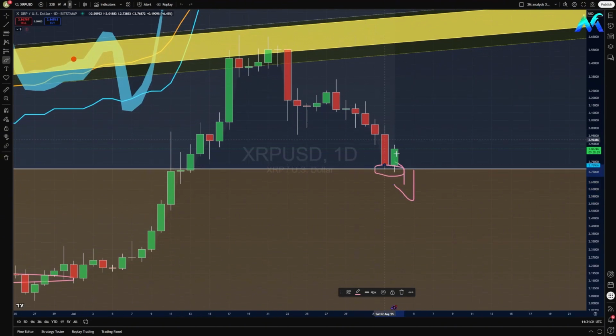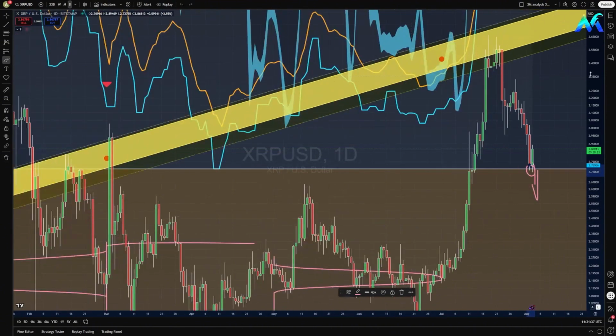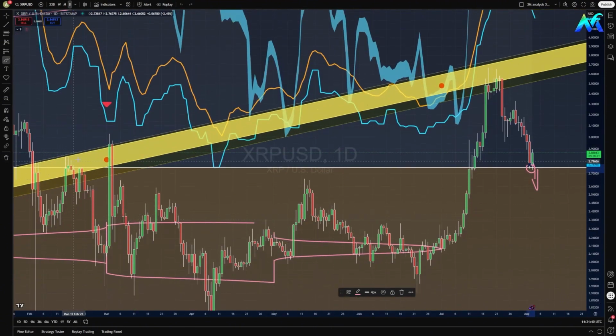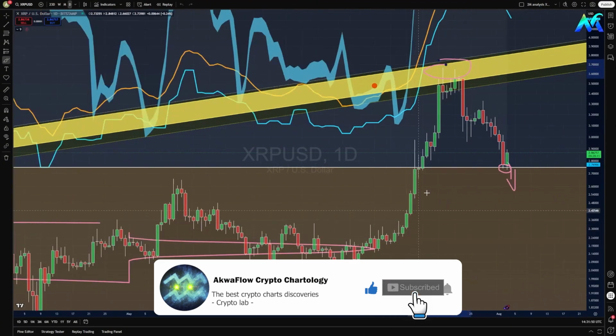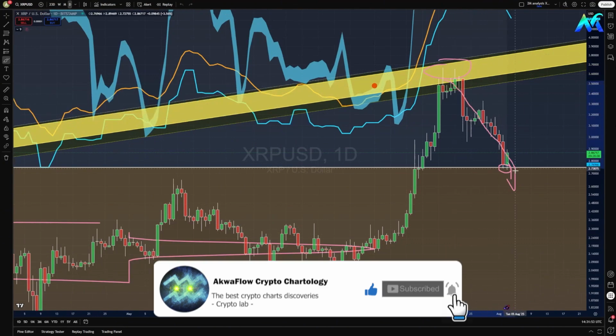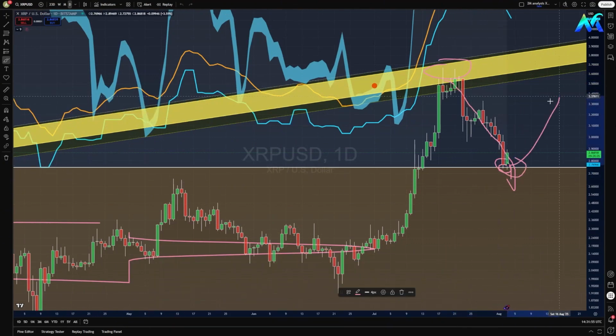Because the whole purpose of this is to retest the zone, the orange zone, right? Because look, in the past, you see, the golden resistance was going up, and now that we reached it, and XRP is trying to go through, we had to retest here the orange zone before going up.